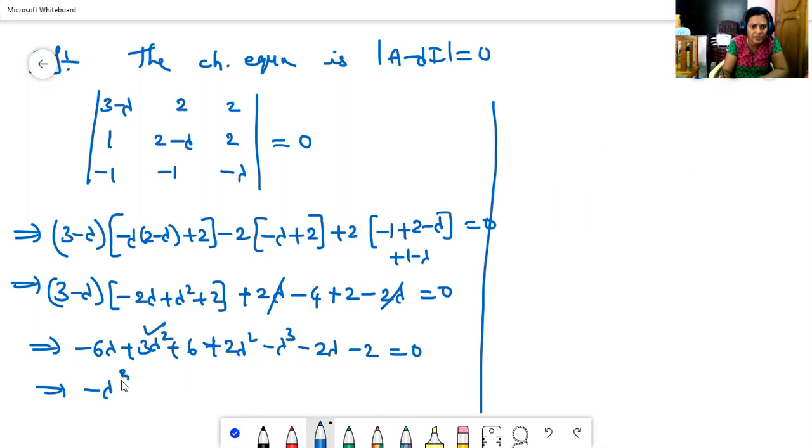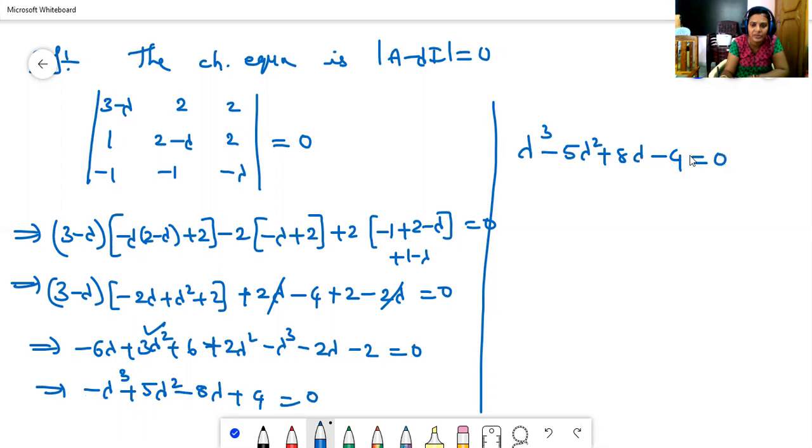Minus lambda cube, 3 plus 2, plus 5 lambda square, minus 6 lambda minus 2 lambda, that is minus 8 lambda, plus 4 plus 6 minus 2 plus 4 equal to 0. Taking minus common, lambda cube minus 5 lambda square plus 8 lambda minus 4 equal to 0.